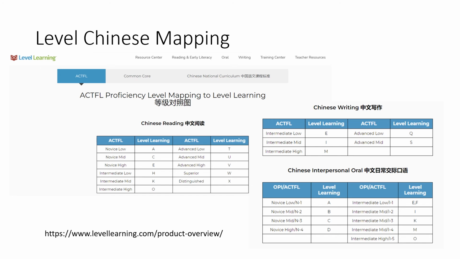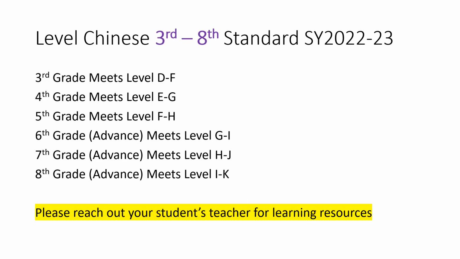Eventually, we will not use Better Chinese solely. We will use it more as a set of standards, like we will tell our parents, hey, by third grade, you should be at this level. By middle school, sixth grade, advanced track, you should be at this level. So here are the standards that we created.